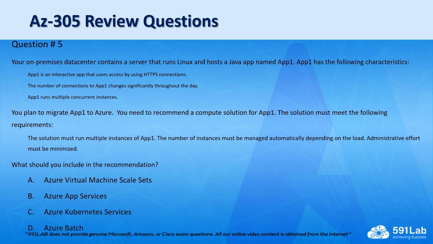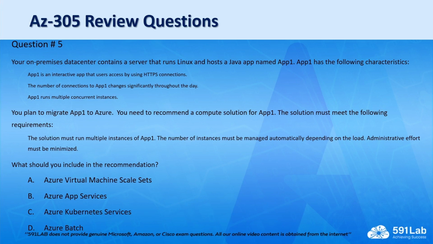App1 has the following characteristics. App1 is an interactive app that users access by using an HTTPS connection. So an HTTPS connection means it is a web app. The number of connections to App1 changes significantly throughout the day. This means a lot of users keep connecting to App1 throughout the day. Then App1 runs multiple concurrent instances, which means multiple VMs are running in the backend.